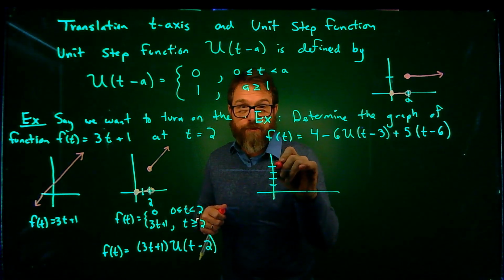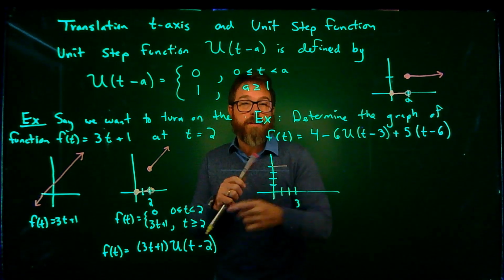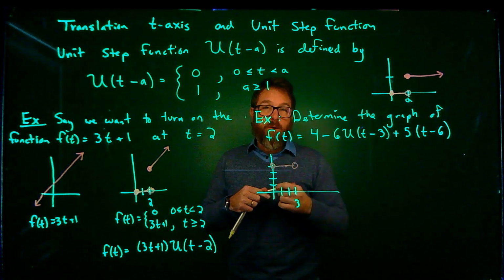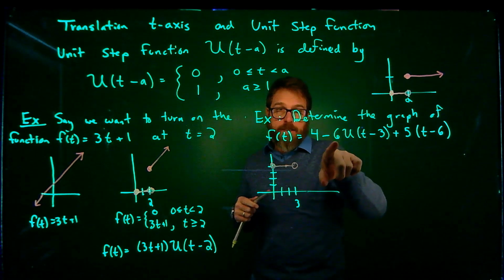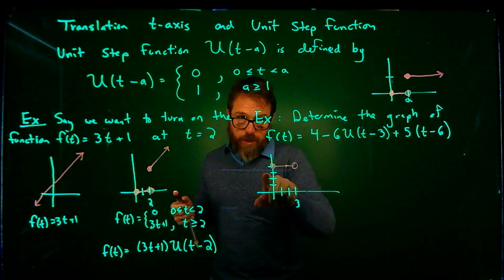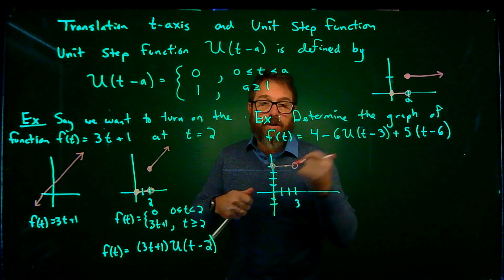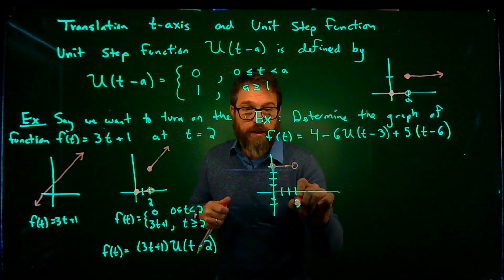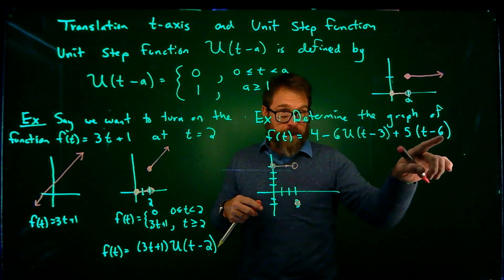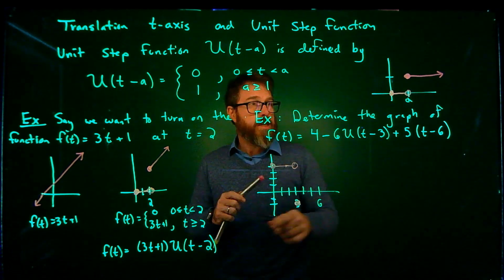So right now it's going to be 4 all until I get to the number 3. So 1, 2, 3. So it's going to be from 0 to open at 3. Now, at 3, it's going to subtract 6 from whatever is there. So dropping this down 6: 1, 2, 3, 4, 5, 6. It's now going to be at negative 2 from 3 all the way till it turns this 5 on at 6. So 4, 5, 6.